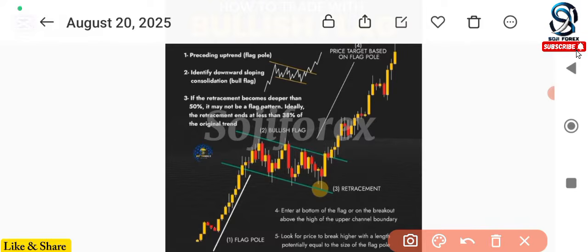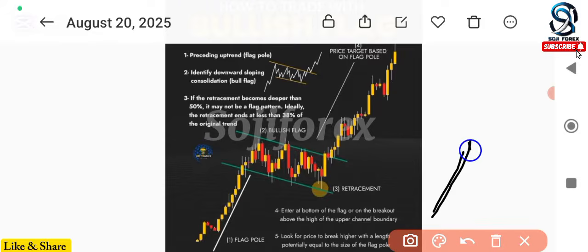The first thing you need to know is to identify a preceding trend. For a bullish flag pattern, you need to identify what? A preceding uptrend, which means that price must be in an uptrend this way. Now, after you have identified this, you need to identify what? A downward slope. So you realize that price has moved reasonably.